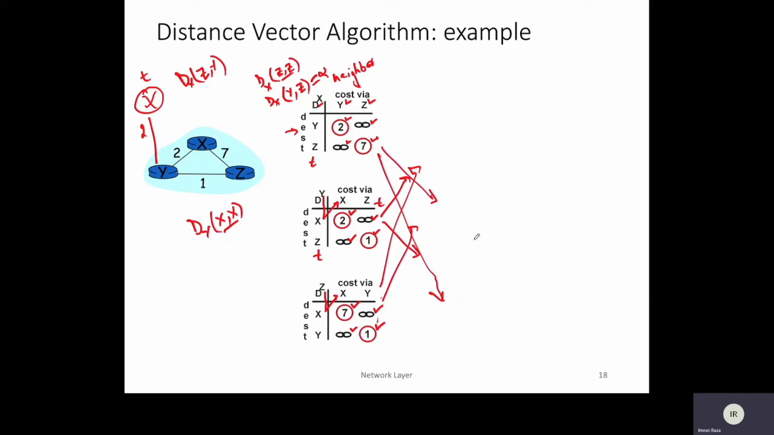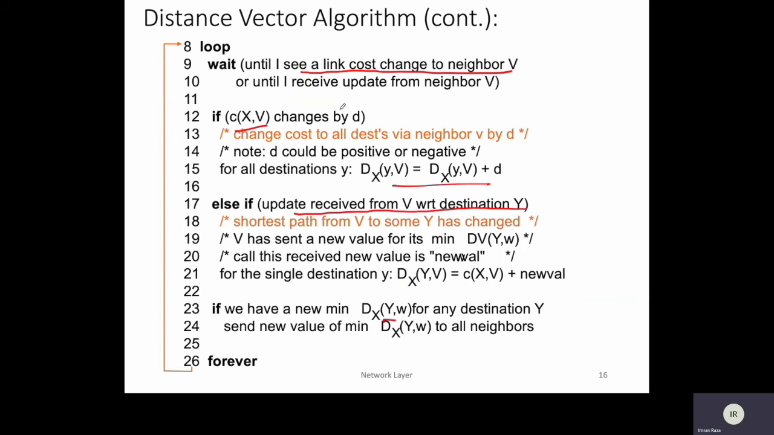Right? So again, if I go back to the algorithm, we see that in the loop, we wait for 2 things to happen. Number 1, to see a link cost change to a neighbor V, but this is not the case that we are discussing at the moment. But yes, there is an update from neighbor V to some destinations, right? So if there is a change, we'll calculate the updated cost in each table using this equation, and if the new cost is minimum, we're going to re-notify all the neighbors. Okay.